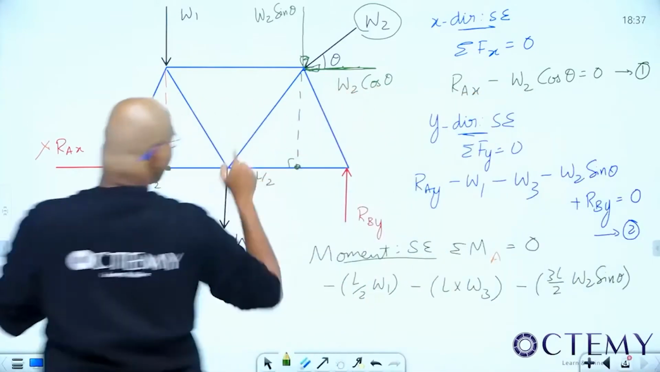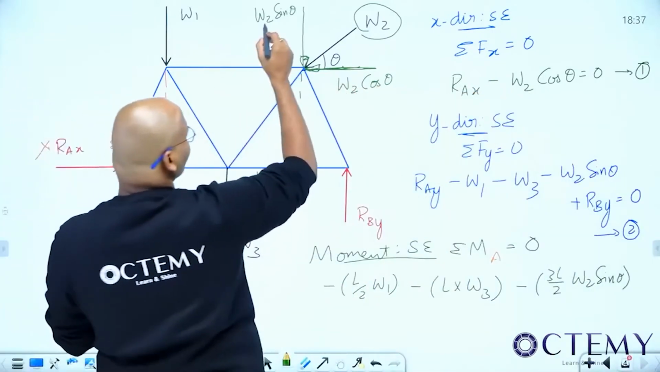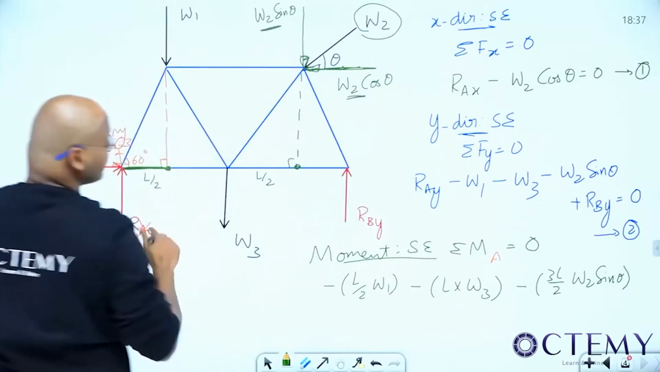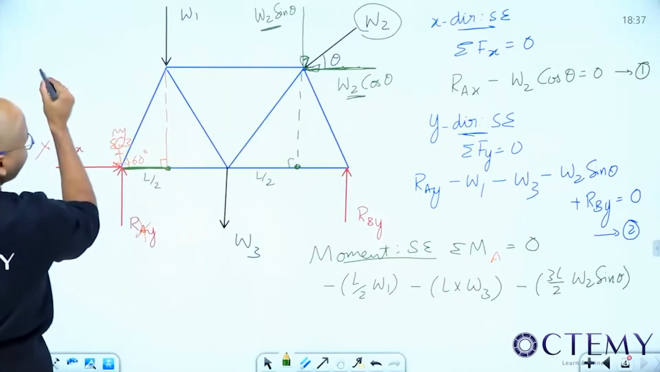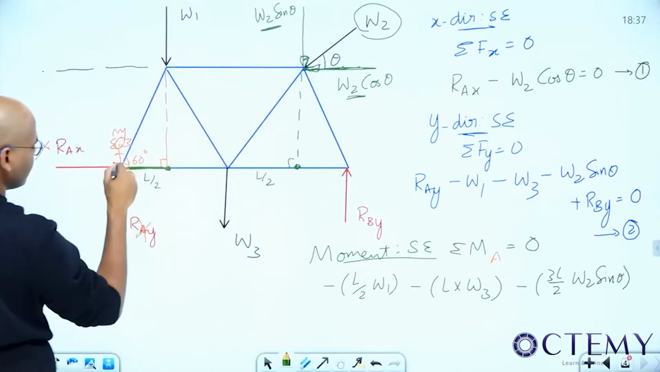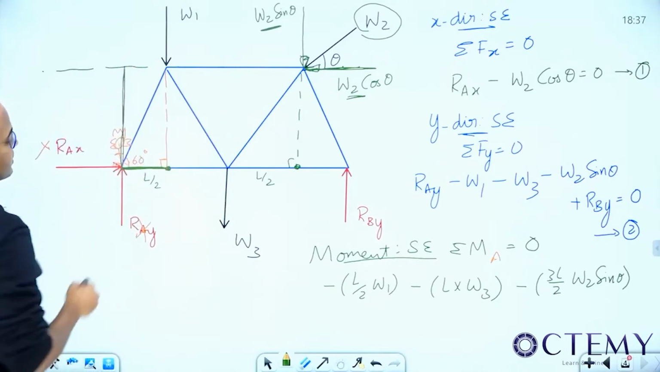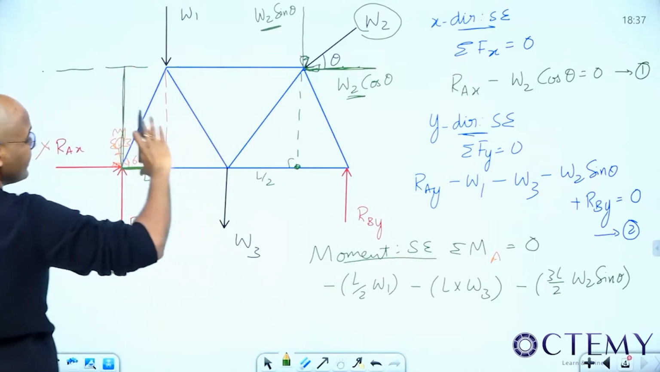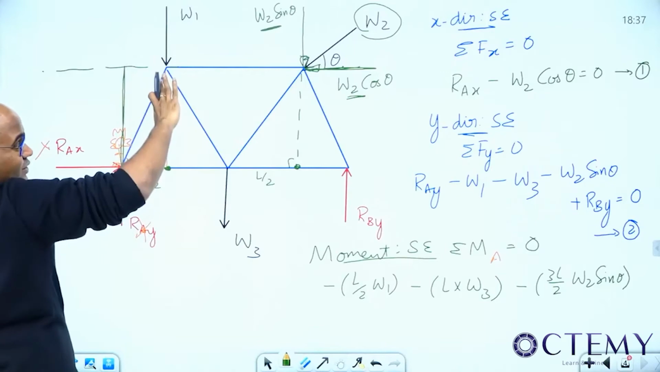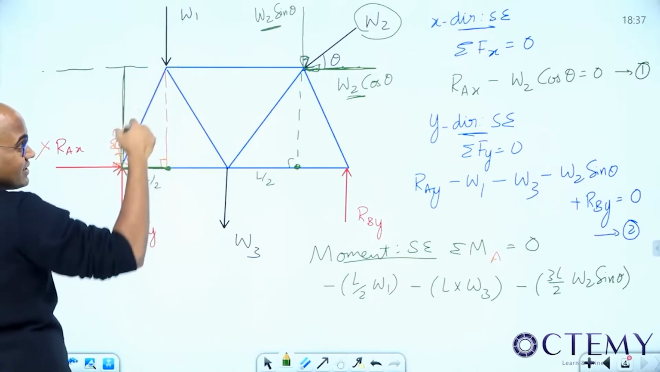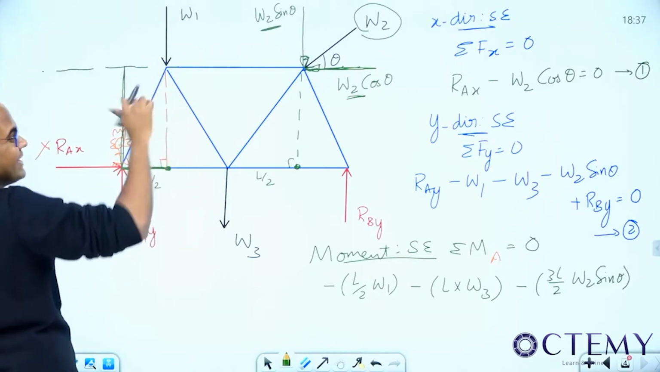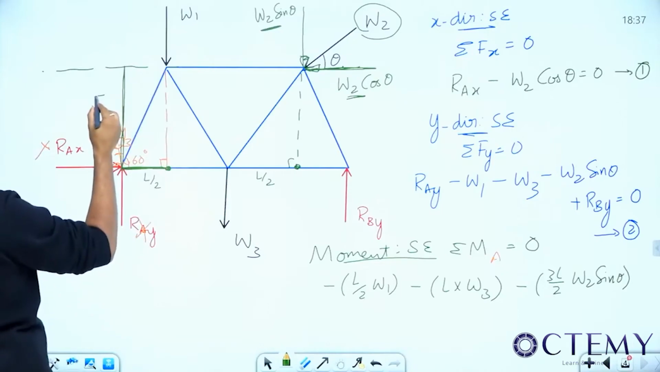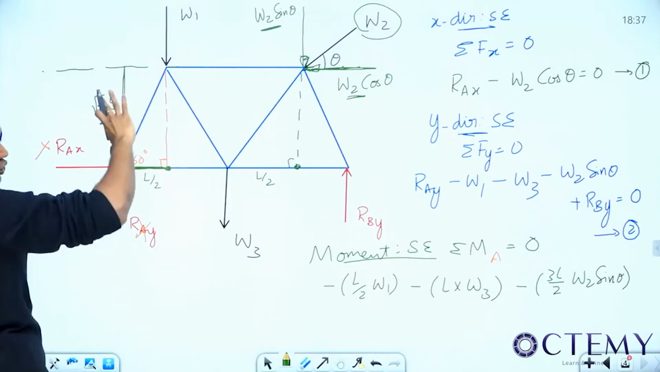Next, not only this one, we have one more here. What is this? W2 cos theta. Now extend this, this is the line of action. Now what is this distance going to be? See, if this is 60 degrees, this is L, this is L cos 60, so this is L sin 60. L sin 60 is root 3L by 2.